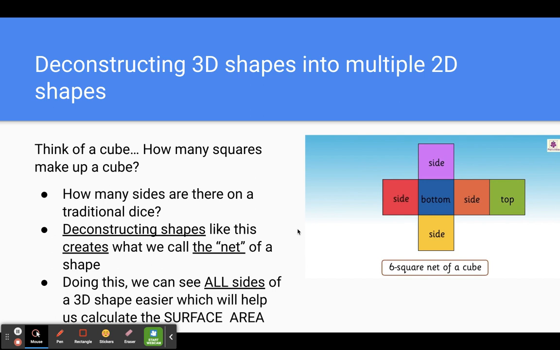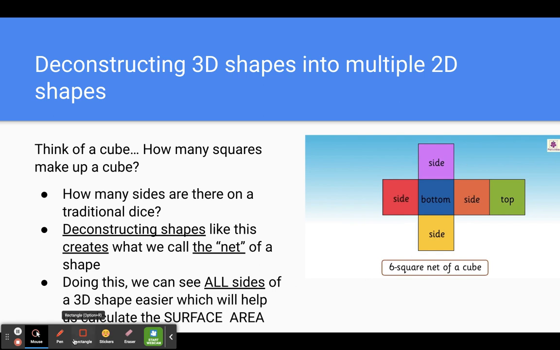What's going to help you a lot when you're doing 3-dimensional shapes is being able to deconstruct 3D shapes into multiple 2D shapes, right? So if you think of a cube, how many squares make up a cube? Think how many sides are on a dice. There's 6 sides on a dice. Therefore, there are 6 squares that make up a cube. So deconstructing shapes like this creates what we call the net of a shape. Doing this, we can see all sides of a 3D shape much easier, which will help us calculate the surface area.